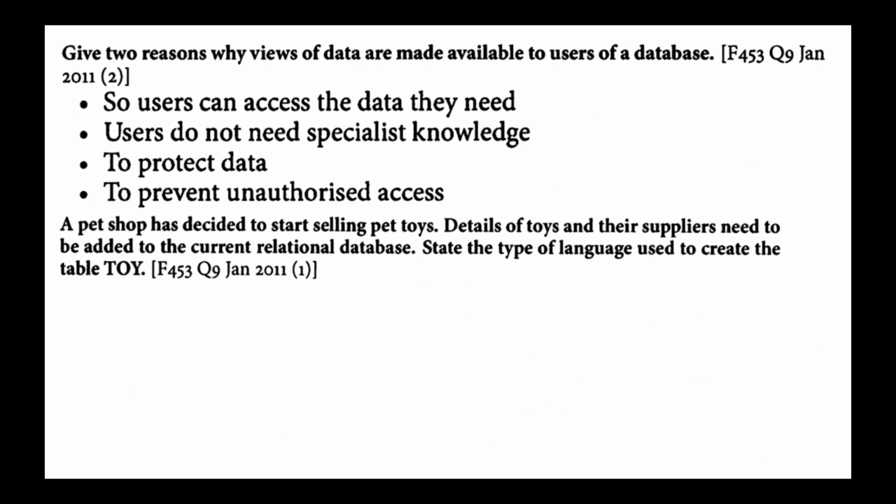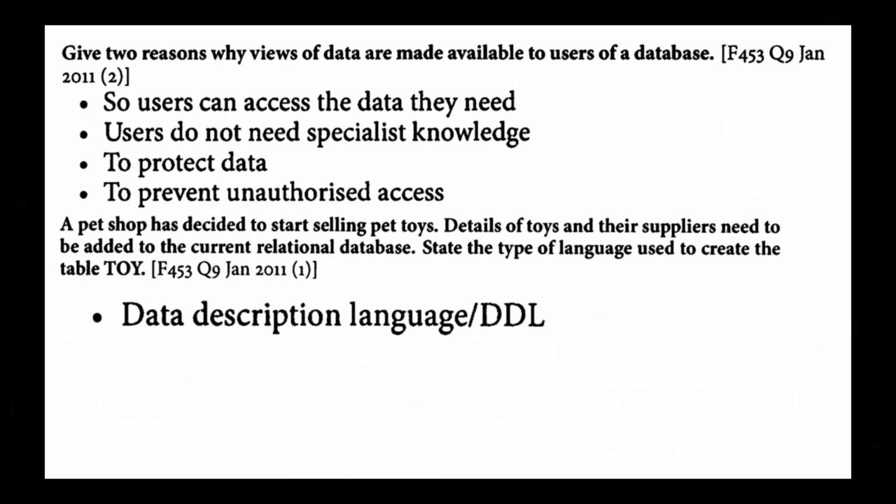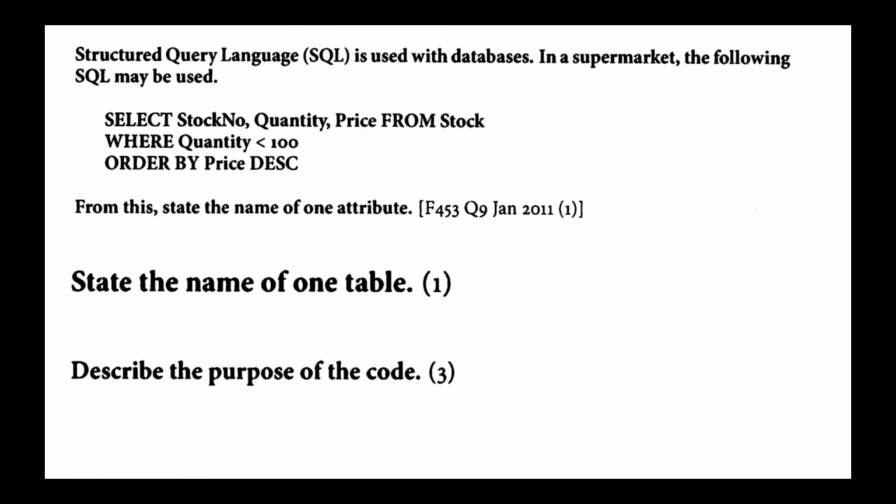State the type of language used to create the table. I don't know. Oh, it's just data description language, so DDL. I would try not to use the abbreviation though, because it might say do not use the abbreviation. So do say data description language. Oh, structured query language. From this, state 1 attribute. So is that stock quantity? Stock number, I mean. So stock number is an attribute, yes.